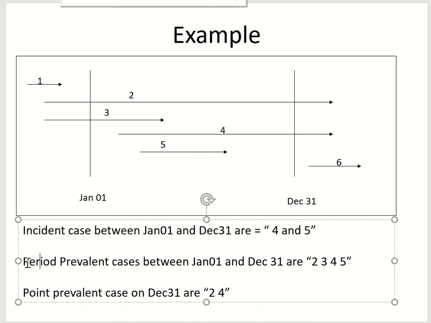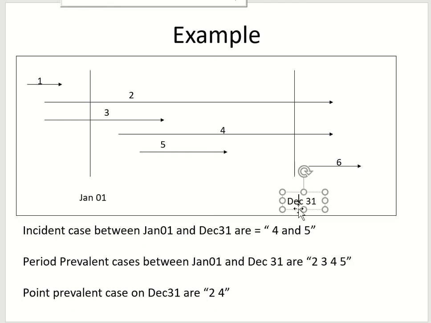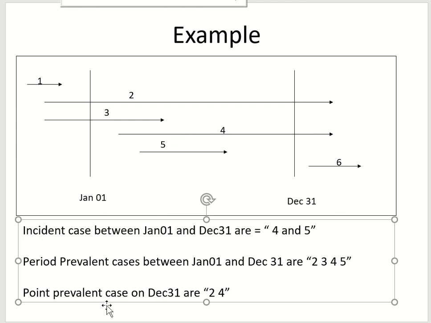However, if you're asked about the period prevalent cases between January and December, so again I'm looking between January and December, but here I want the prevalence. So everyone that had the disease at any point in time during the period is counted. So 2 is counted, 3 is counted, 4 is counted, and 5 is counted. And the last example is the point prevalence on December 31. So if you come to this very specific time period and you ask yourself who had the disease, it's going to just be 2 and 4.